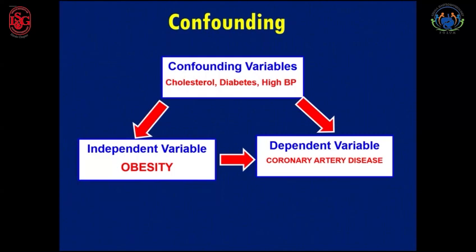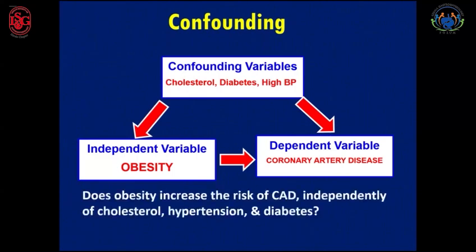So if you are looking just at obesity and coronary artery disease, you may think that obesity is a risk factor for coronary artery disease if you don't take into account the confounding variables. So if you are looking at, does obesity increase the risk of coronary artery disease independently of cholesterol, hypertension, and diabetes? You can find it out only if you exclude the effect of confounding variables like cholesterol, diabetes, and high blood pressure.